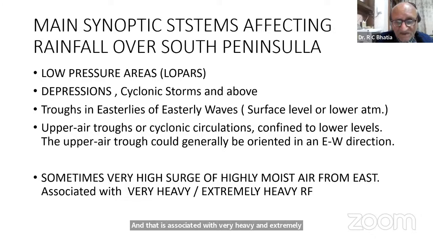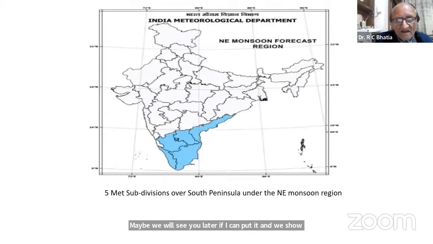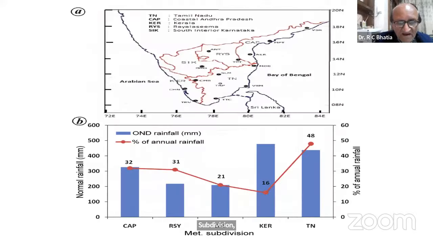In fact, one such case occurred on 1st-2nd December 2015, exactly 8 years back, over Chennai. I had a picture of that, but somehow I could not put it; when I started putting it, it was showing errors, so I just took it off. Maybe we'll see later if I can put it. And this is the subdivision area where the northeast monsoon is there.